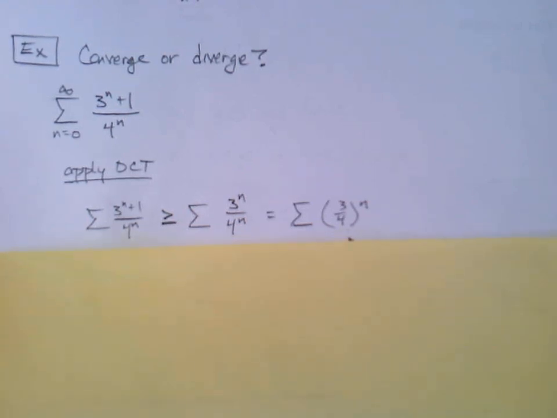Okay. So here we go. And I filled in these parts for us since we've thought about it a couple of times now. If I get rid of the plus 1, then it becomes 3 to the n over 4 to the n.